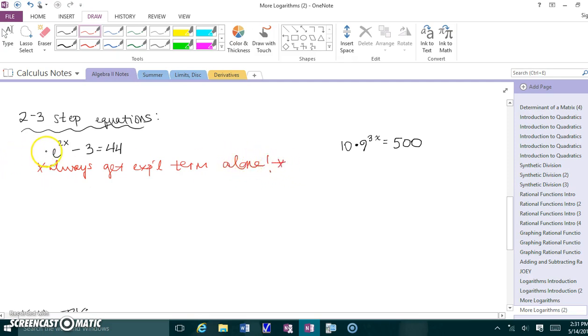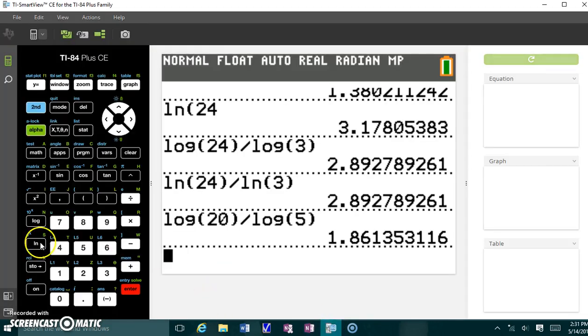So I can't convert yet because this isn't alone. So this needs to be completely alone. So what I'm going to do is let's add 3 to each side. And then I have e to the 2x equals 47. And then, okay, x equals b to the y. Y equals log base b. Oh, log base e is ln. Log base b of 47. So let me go on my calculator and get ln of 47.